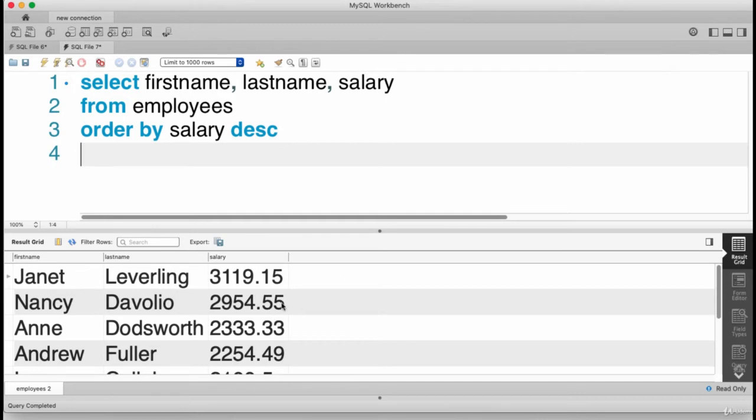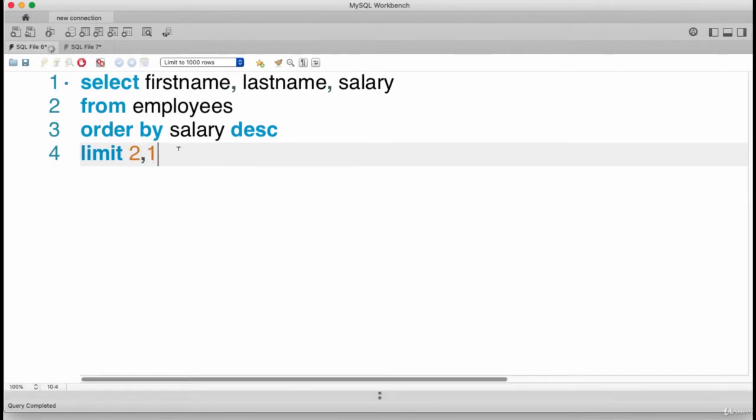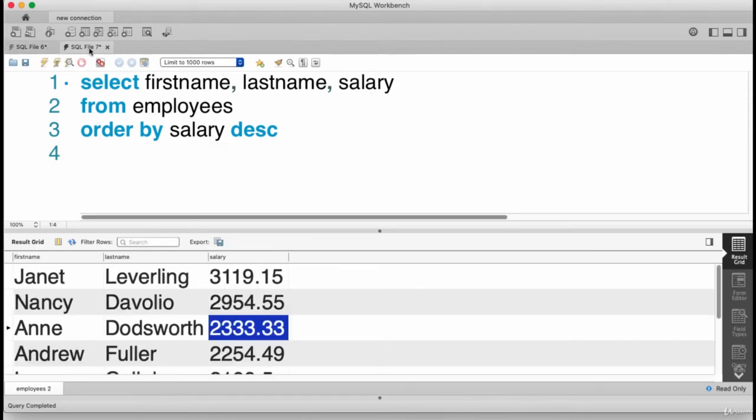What if I say I want this guy, the third person on the list? What I have to do, I have to tell the system to neglect the first two, then start picking from here. How do I do that? Neglect the first two, pick the third one. See? Neglect this one, pick this one. You see what limit can do for you?